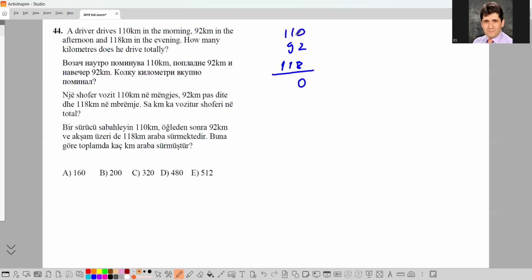So 0, carry 1, 10, 11, 12, 31, 320 kilometers. You could have even guessed close to 100, close to 100, close to 100. So the answer should be close to 300. The only one close to 300 is this.